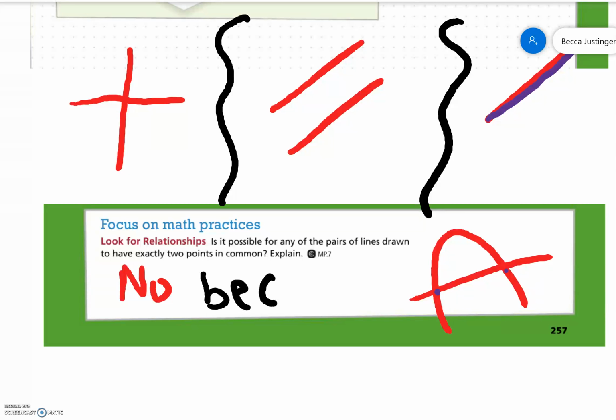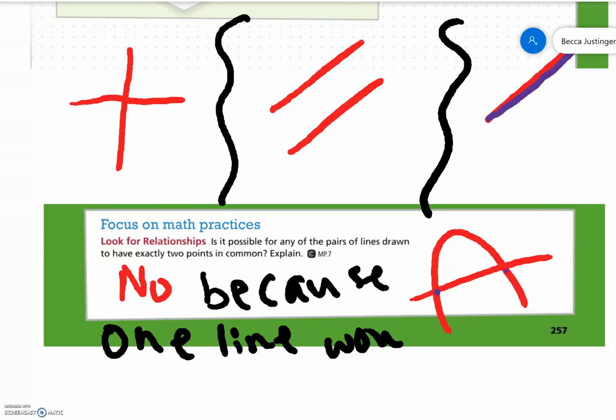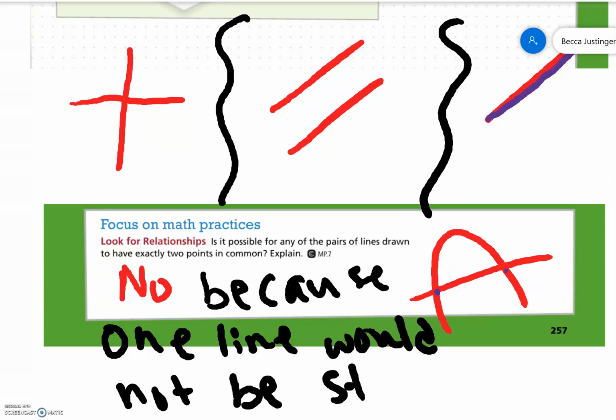No, because one line would not be straight.